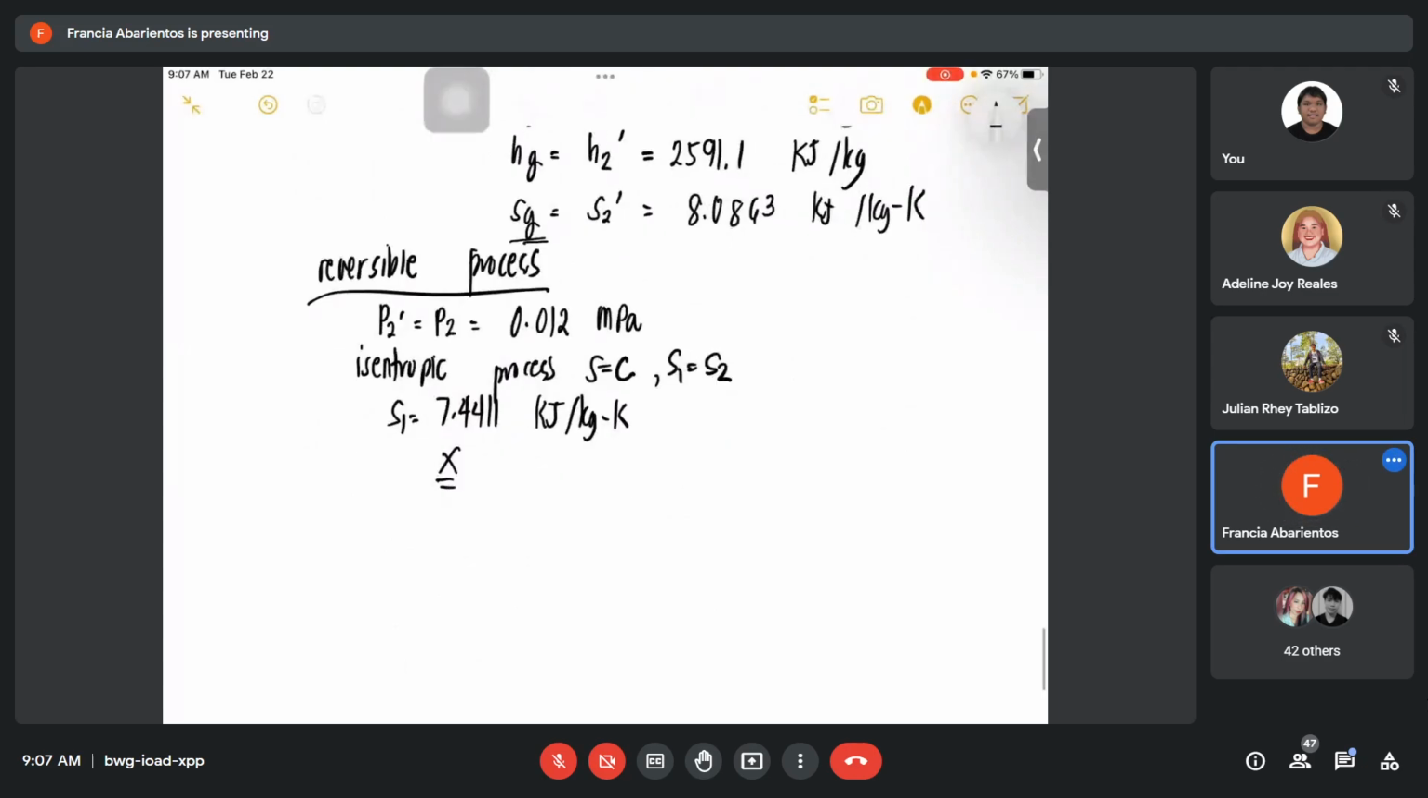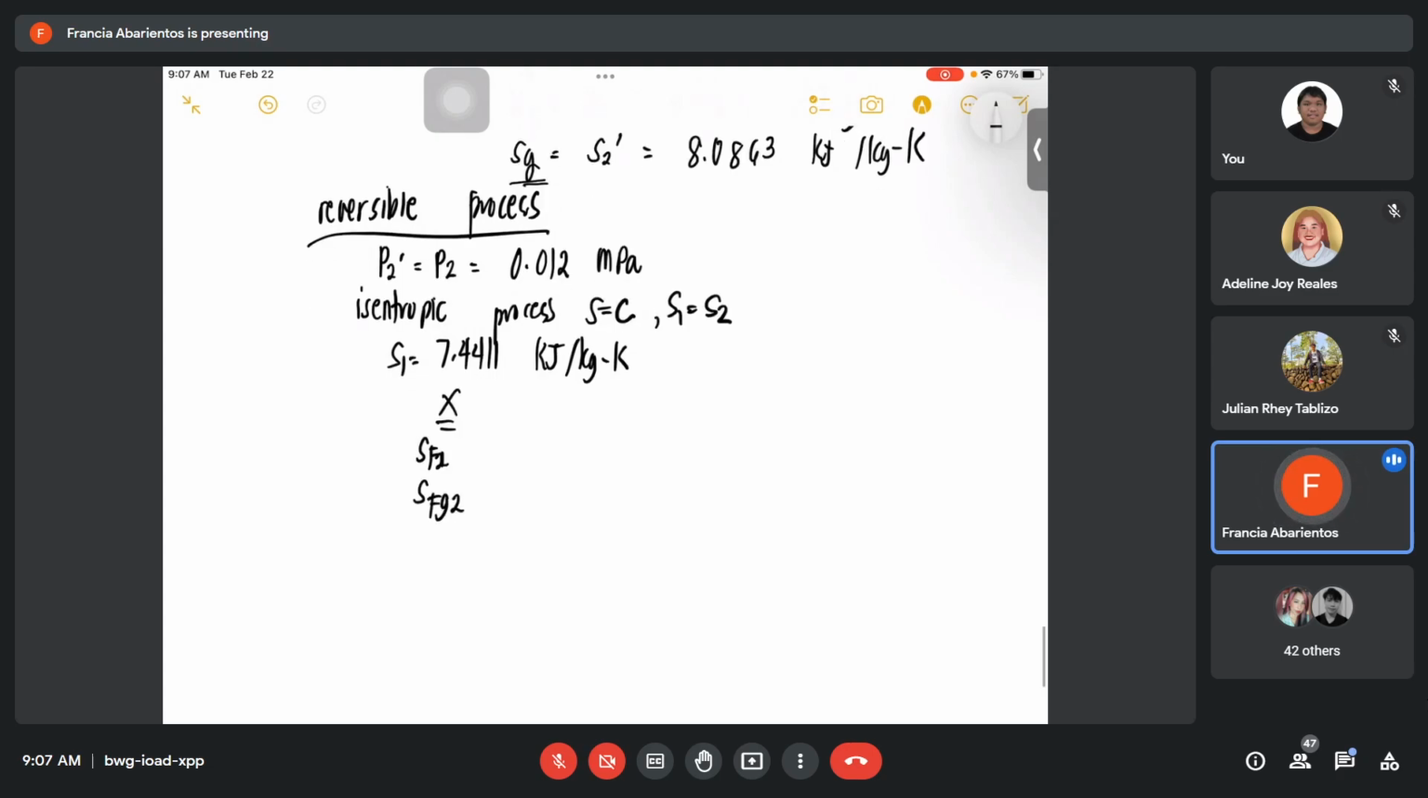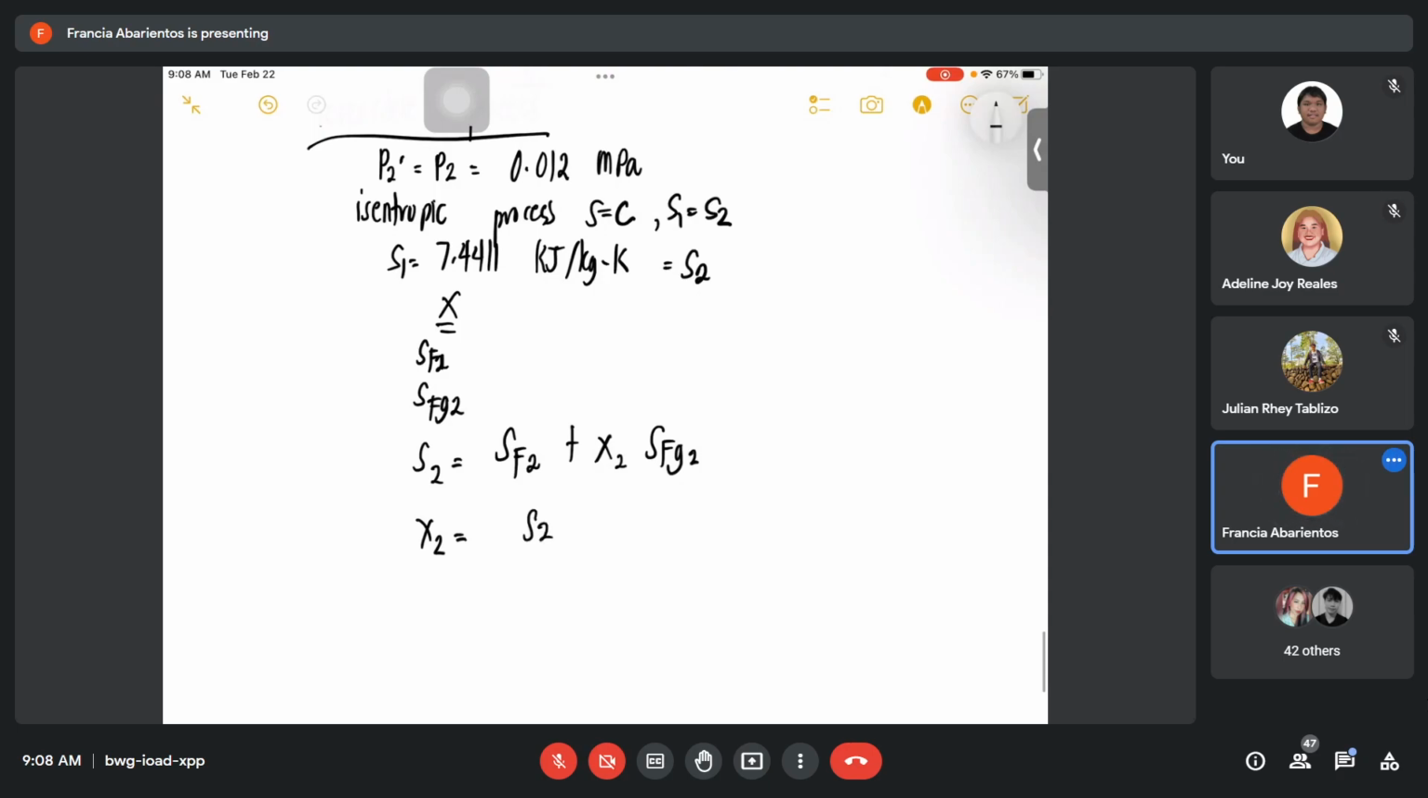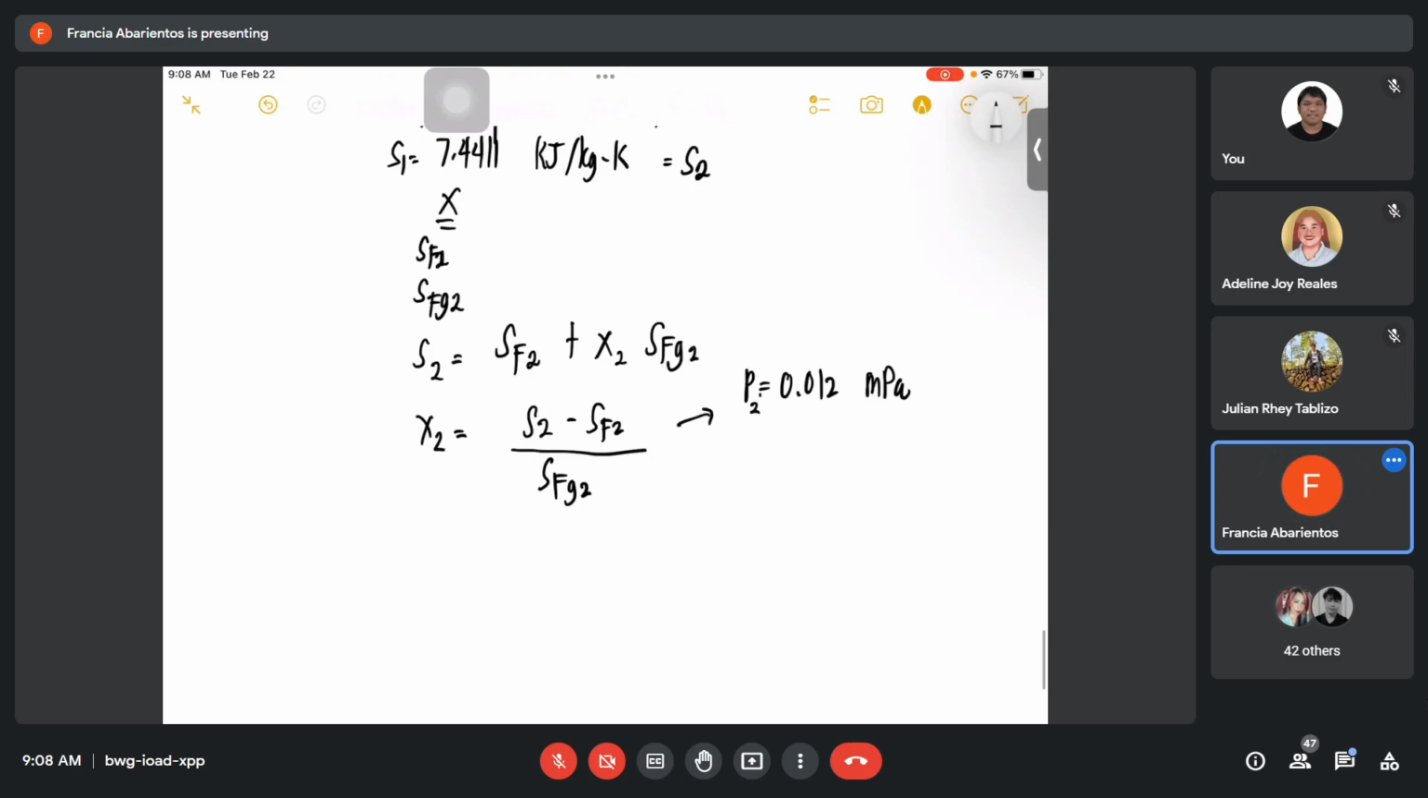Okay, find the quality, class. Ano yung gagawin mo dito? Kukunin mo lang si SF at 0.2 and SFG at 0.2. Let's say we have this is equal to entropy at 0.2, SF at 0.2 plus X at SFG at 0.2. Hanapin mo yung quality at this point. Anong kukunan mo dyan? That is on pressure 0.012 MPa. Okay, sa steam table mo, this is 7.44. Kasi given siya.